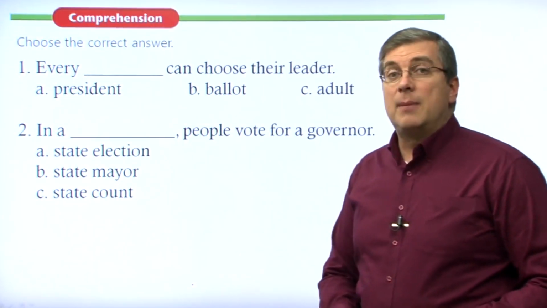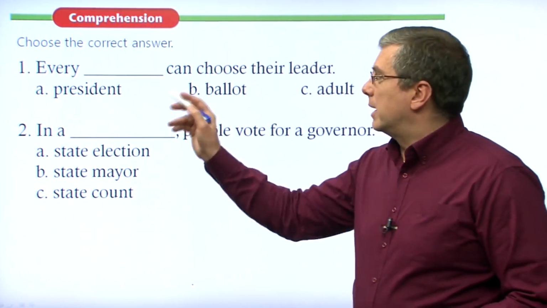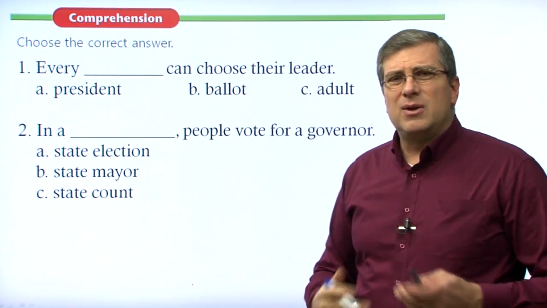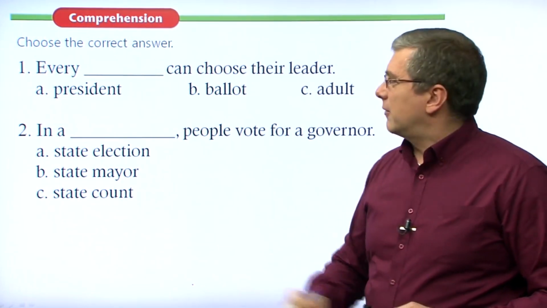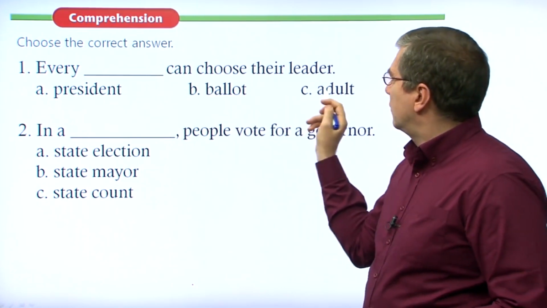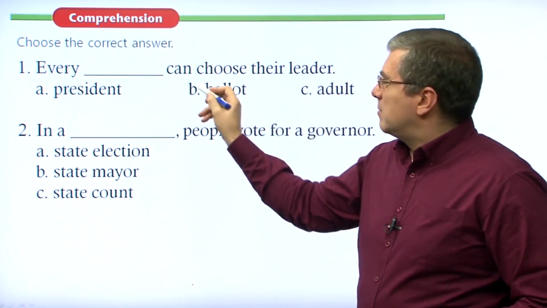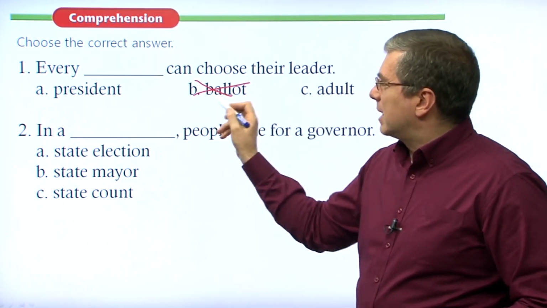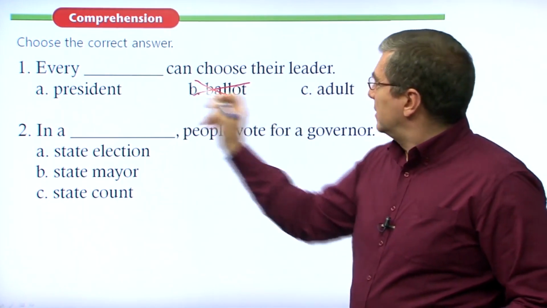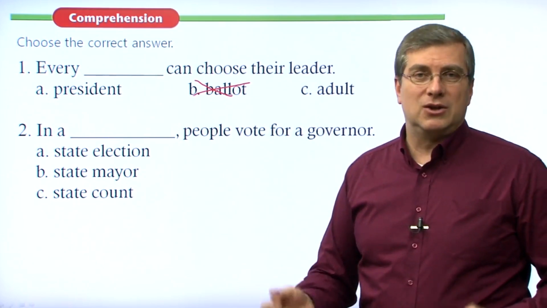Let's go over the reading comprehension questions. Number 1, every what can choose their leader? We have choices A, B, or C. Every president, every ballot, every adult. Well, right away we can see ballot doesn't make sense because ballot is a thing. Things can't choose their leaders. President and adult are people. People can choose their leaders.